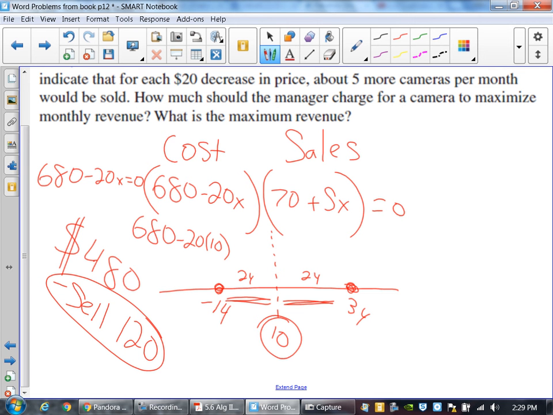Plug the x value back into the equation. Because in this style of problem, Haley, it's going to ask at what cost is your best profit. Well, I found that midway point that's going to give me that value. If I put that back into my cost function and into my sales function, those are going to be my best bets.